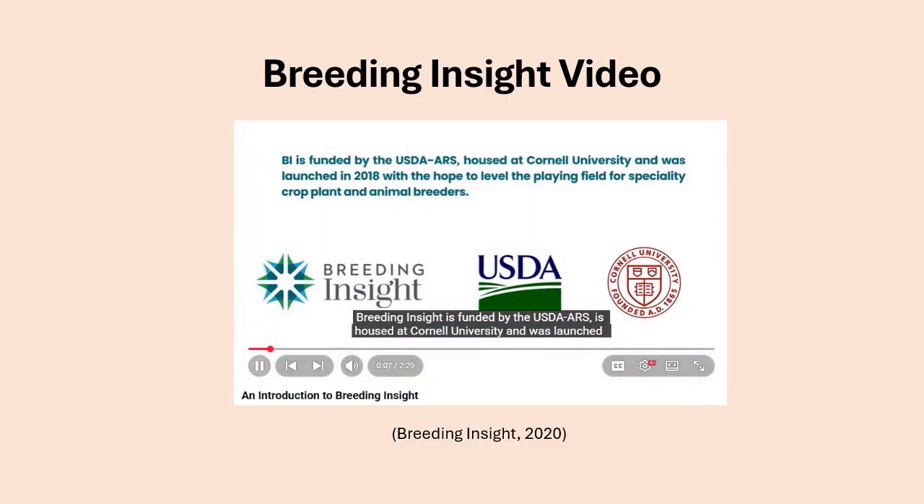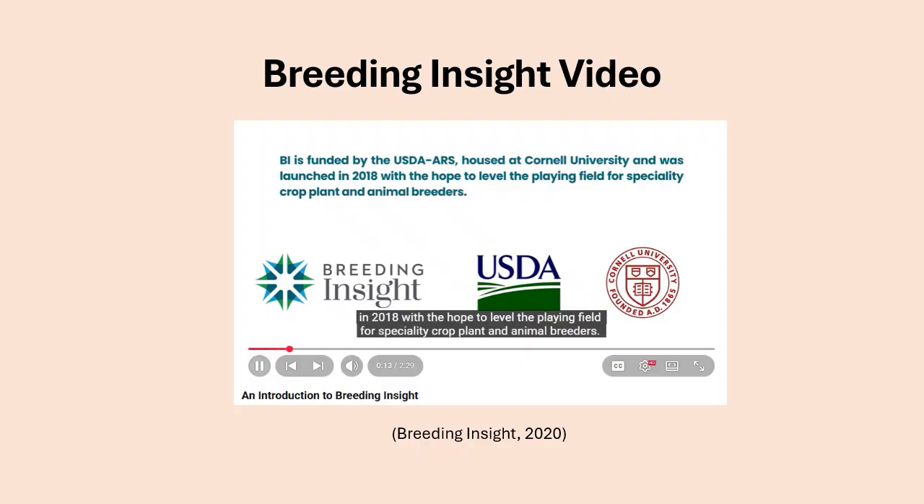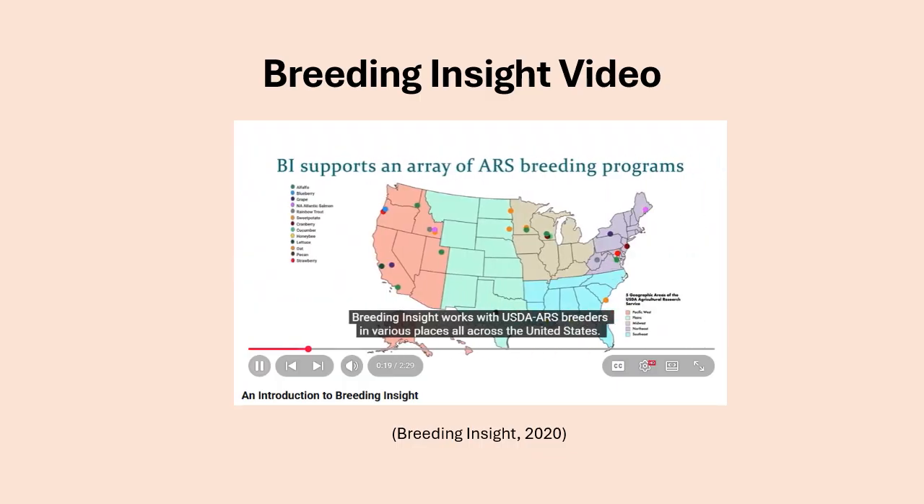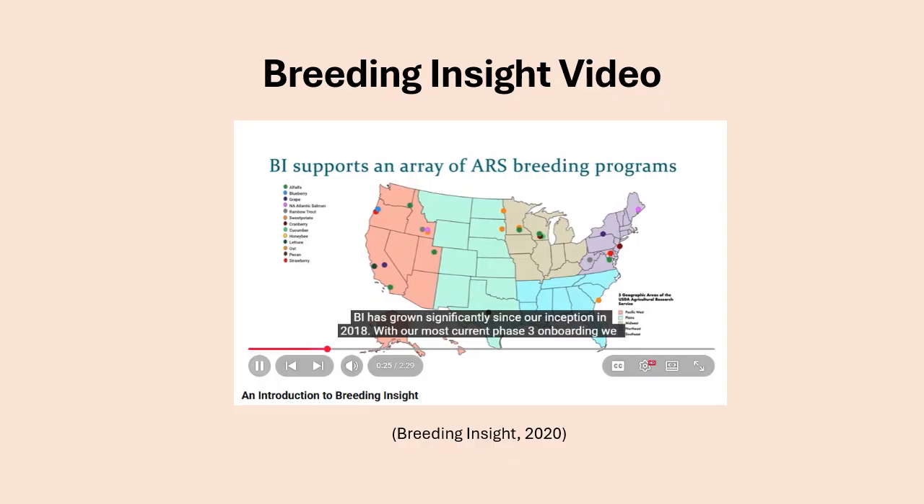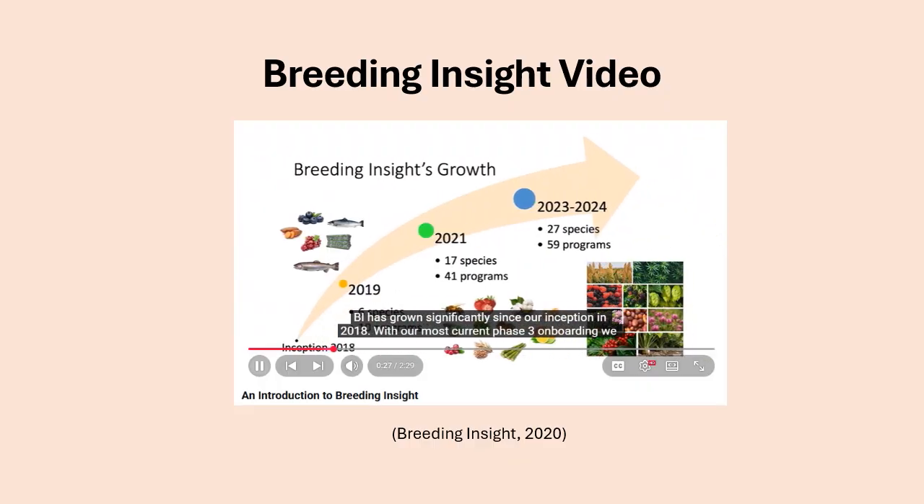Breeding Insight is funded by the USDA ARS, is housed at Cornell University, and was launched in 2018 with the hope to level the playing field for specialty crop, plant, and animal breeders. Breeding Insight works with USDA ARS breeders in various places all across the United States. BI has grown significantly since our inception in 2018.